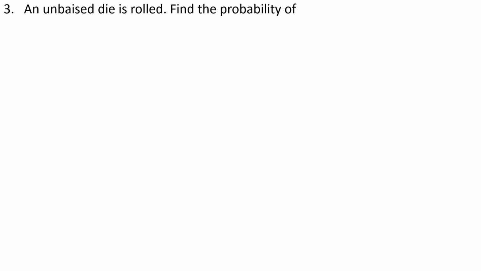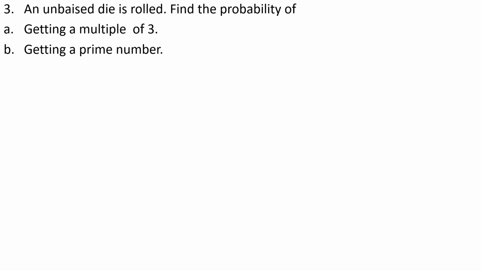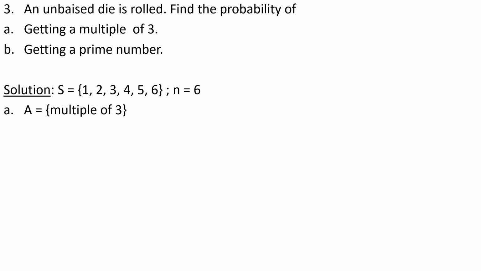An unbiased die is rolled. Find the probability of getting a multiple of 3, getting a prime number. So for rolling of a die, sample space n is equal to 6. A is a multiple of 3. The possible outcomes are 3 and 6, and the number of outcomes is 2. So the probability of A will be m divided by n, that is 2 divided by 6, which is 0.33.